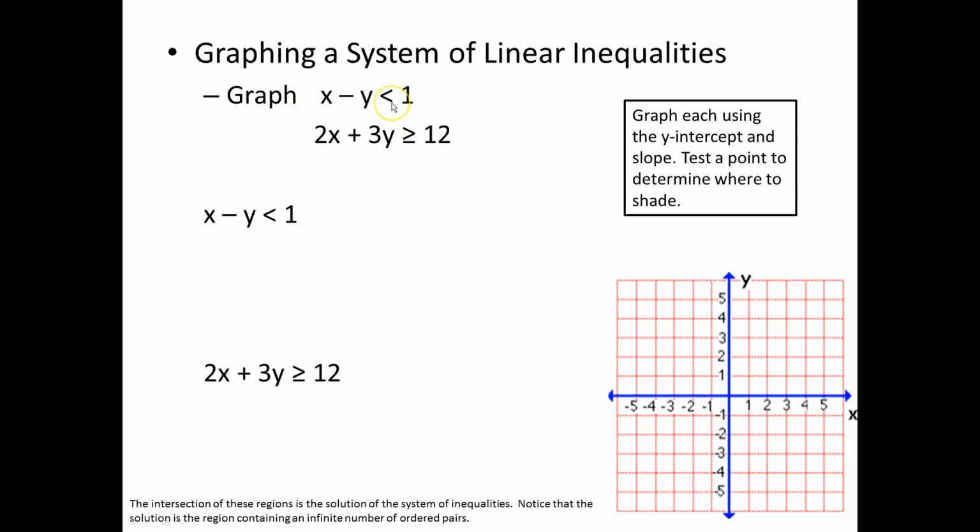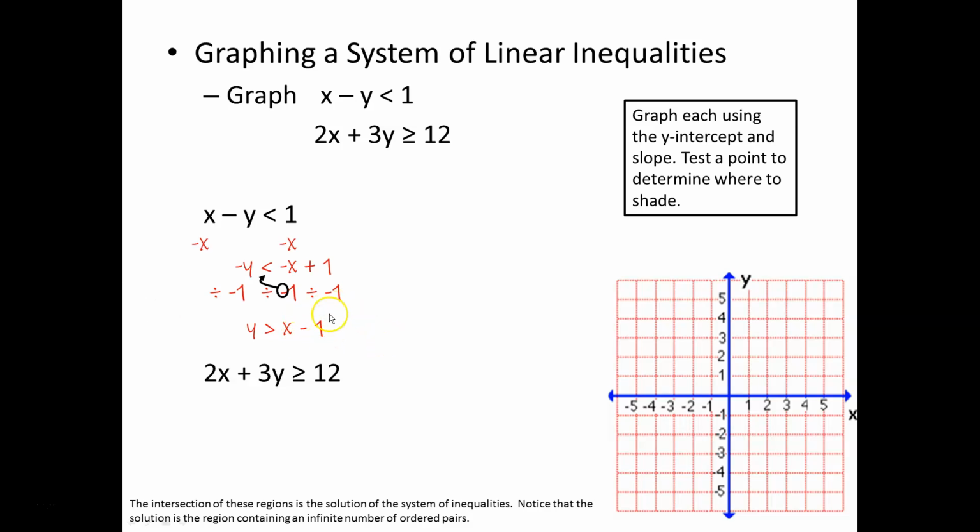So we have x minus y is less than 1, and 2x plus 3y is greater than or equal to 12. So let's start with this one. We need to get it in slope-intercept form, so we're going to get the y all by itself. So we subtract the x. Then we have a negative y. It is not all by itself, so we have to divide everything by -1. Remember, when we divide by a negative, we have to flip the sign. So we get y is greater than x minus 1.